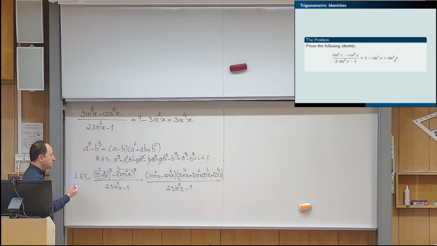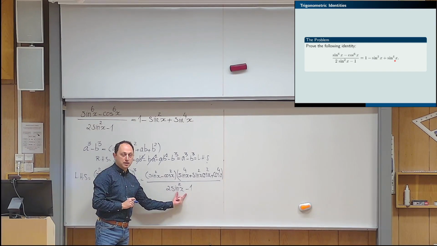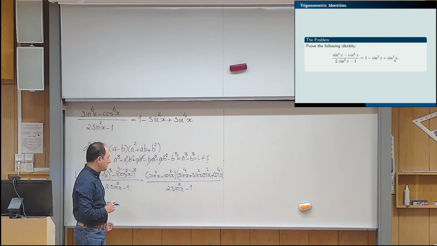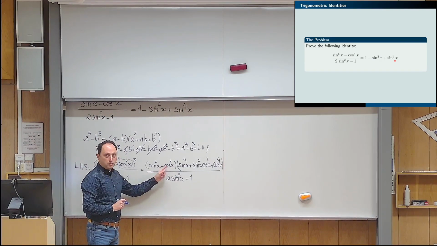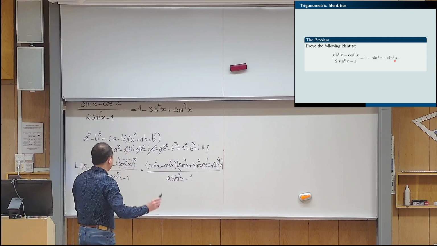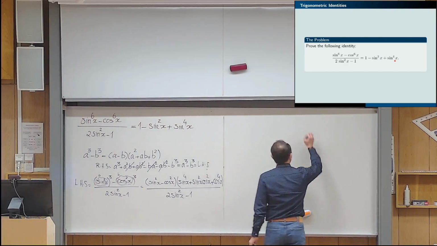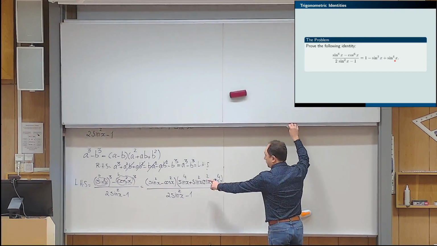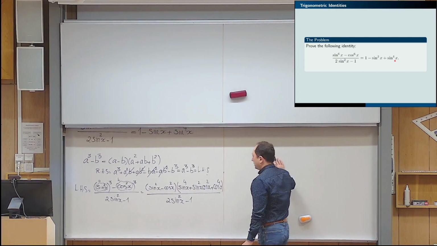So it seems that it is not that promising, but if you are observant enough, you realize this expression is exactly the same as the expression written here. Why is that? Instead of this cosine squared, I can write 1 minus sine squared. So if you want, I can write it here for you. Let me write it here.